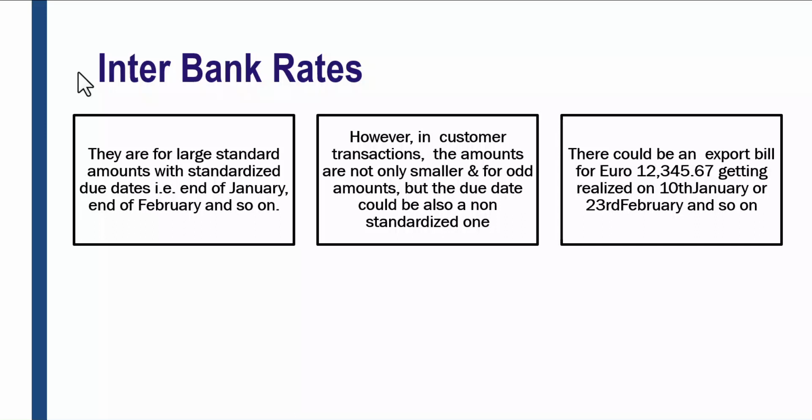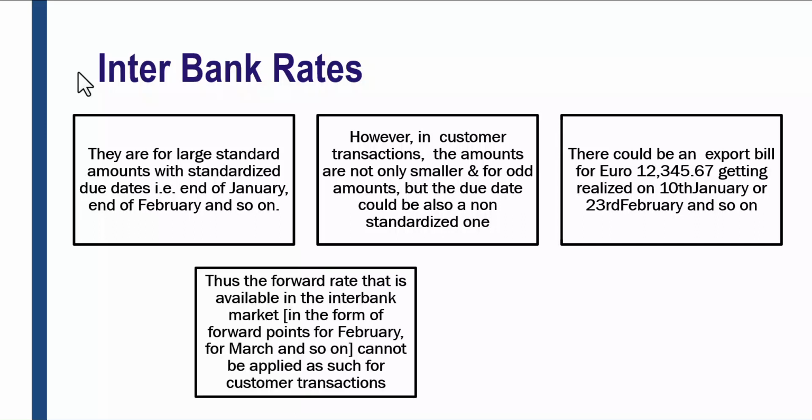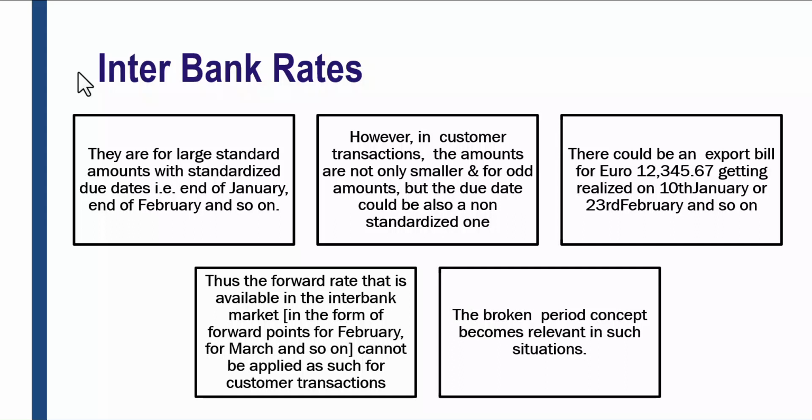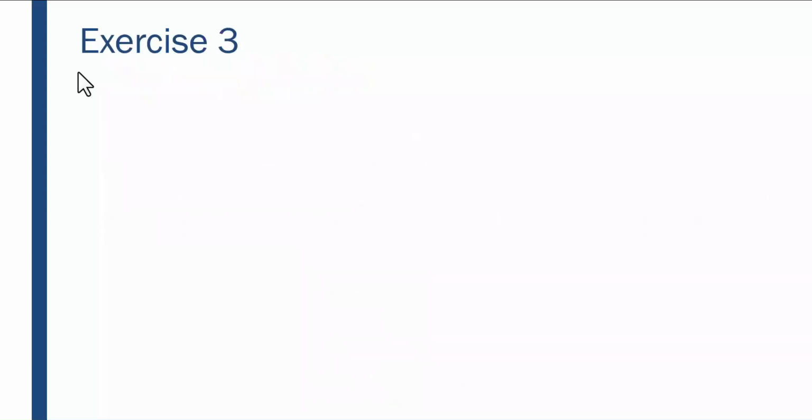So that means what will be the rate on that day? Because the rates are quoted on a monthly interval. Thus, the forward rate that is available in the interbank market in the form of forward points for March and so on cannot be applied as such for customer transactions. The broken period concept becomes relevant in such situations. So let's understand this through an example, how we arrive at a rate.